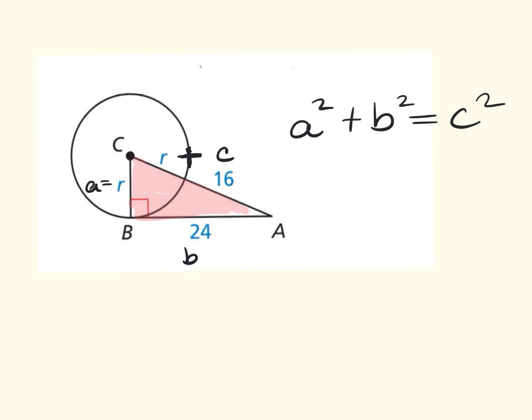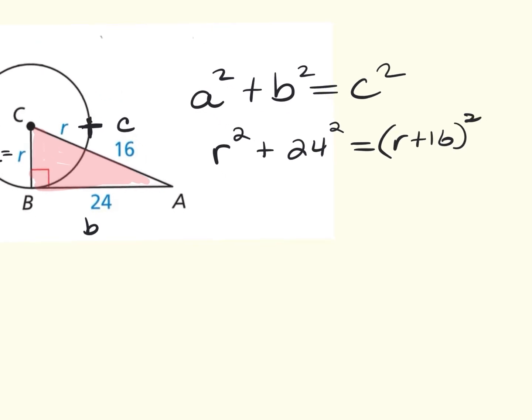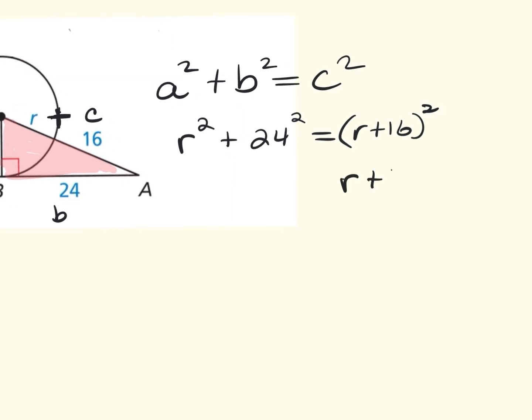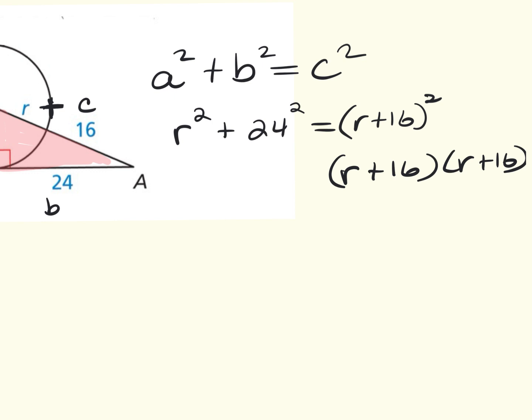So this is where we're going to be foiling. A is R, so I'm going to square it. I'm going to square the 24. And then C is going to be R plus 16, and I have to square that. Now, do not be tempted to just square the R and square the 16 and think that's your answer. What we need to do here is, the easiest way is to write this binomial twice and now either apply the distributive property or FOIL. FOIL is just an acronym that you can use to remember what to multiply when.